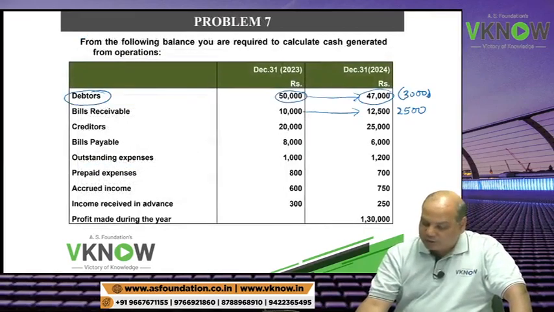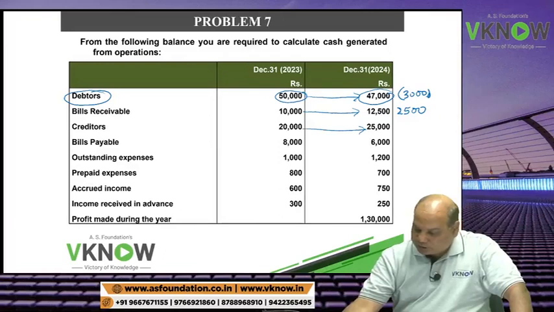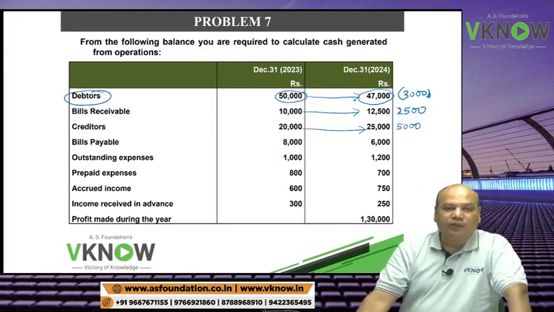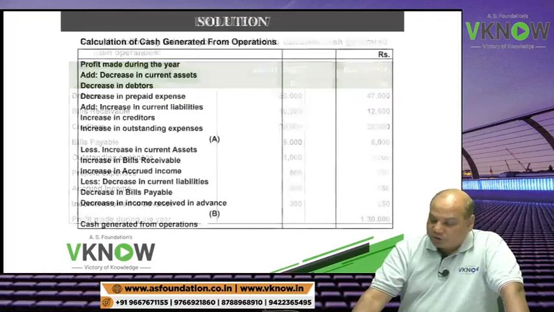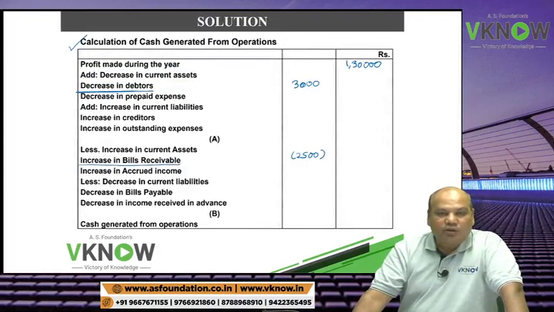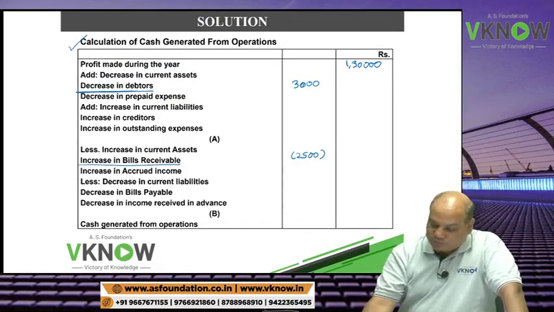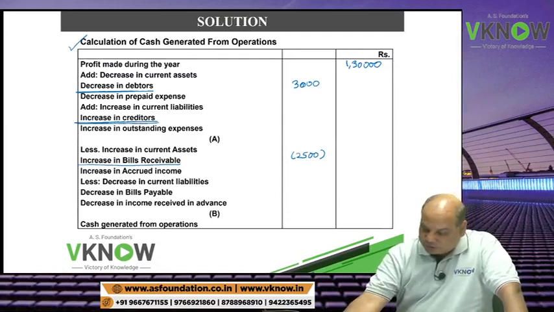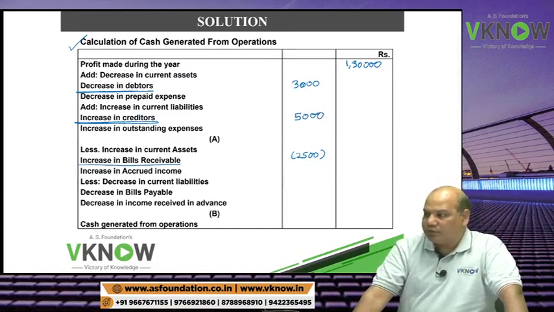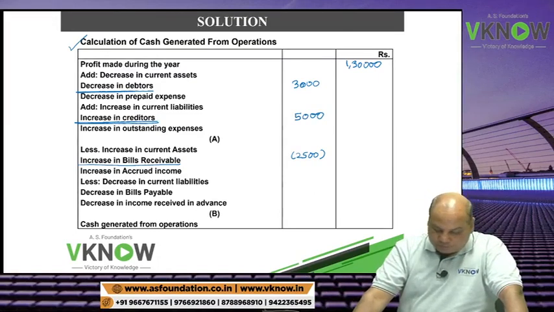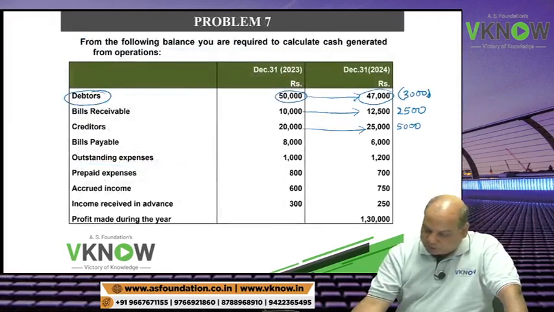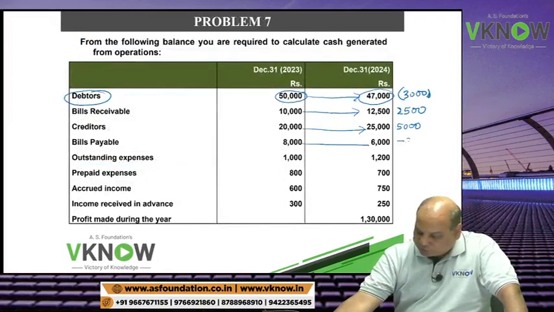Third item, creditor. You see creditor from 20,000 it has become 25,000. So increase in creditor 5,000. Increase in creditor, increase in cash flow. Increase in creditor here, increase in cash flow, 5,000. Very easy question. Next is bills payable on the screen. Bills payable has reduced by 2,000.